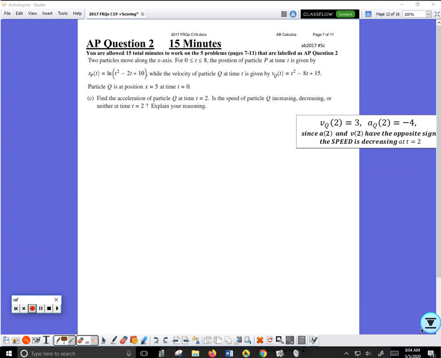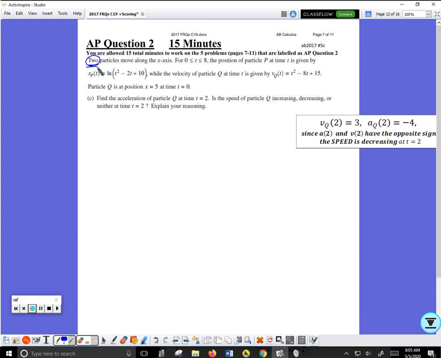Okay, two particles. Of course, you have to expect that the AP test will be different than anything you've practiced. They always find ways to make it feel different. But if you go really, really slow, it starts to feel the same. So two particles, two is different.